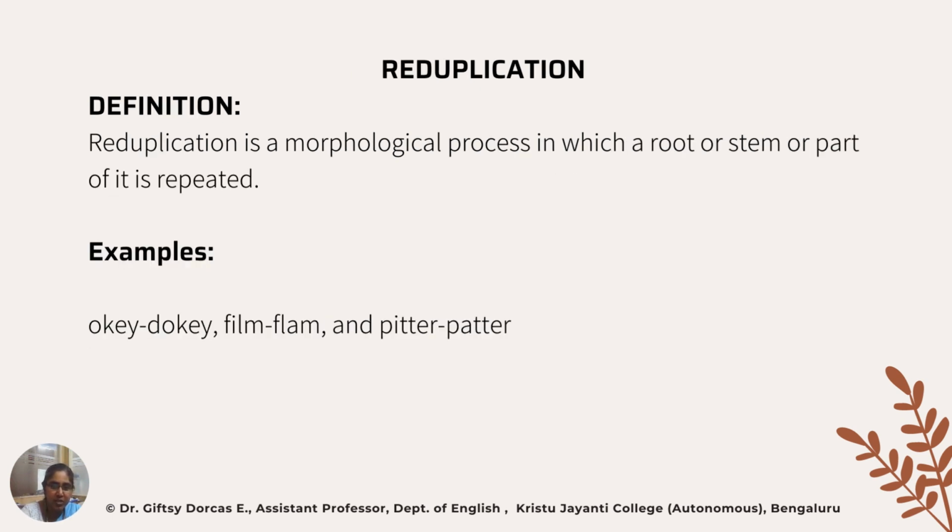Reduplication is where the root word is repeated or duplicated in part or as a whole. Examples are okie dokie, film flam, pitter patter, woo woo, boo boo. Most of the sounds made by children or babies are associated with reduplication. I hope you understood the different types of morphological processes with their examples.